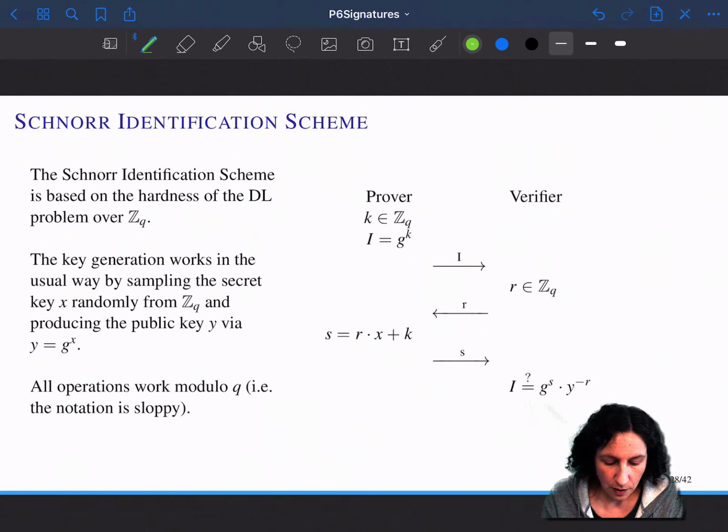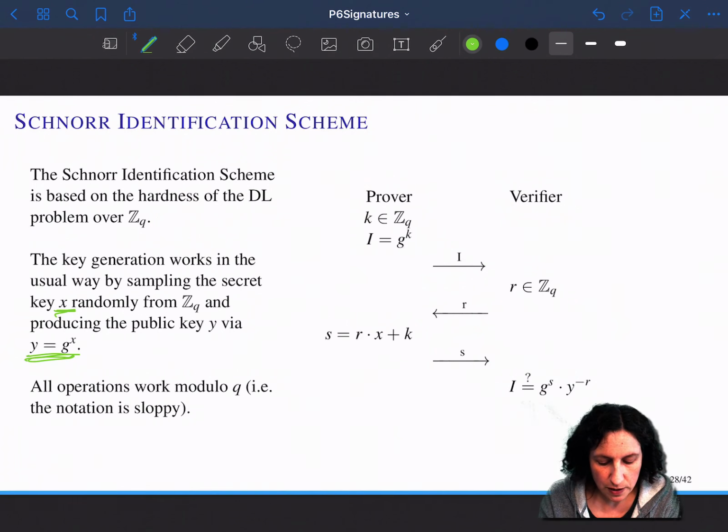So it's based on the hardness of the discrete logarithm problem over Z_q, so the field of integers modulo the prime number q. Key generation works in the usual sort of way that we have seen for discrete logarithm based systems. So we draw a secret key x at random from Z_q, and then we compute the public key y by just raising g, the generator of the group, to the power x.